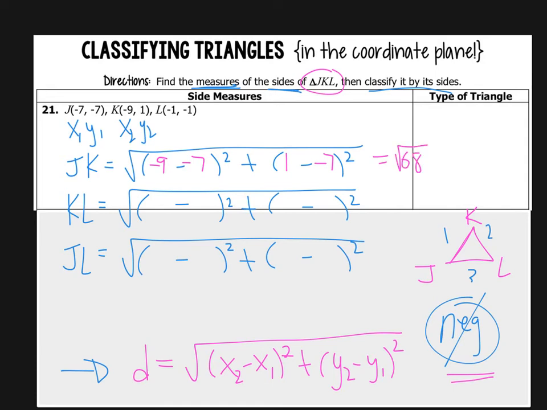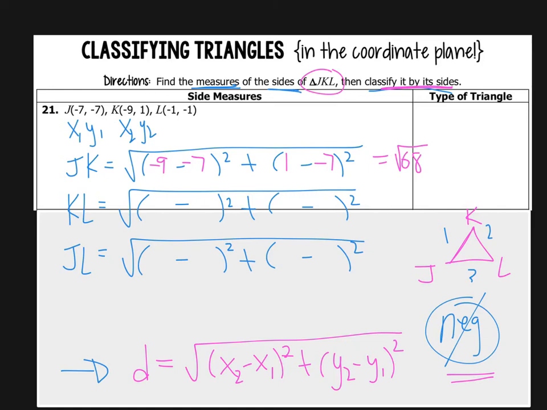You should get the square root of 68. And we're just going to stop there, because all we're really interested in doing is classifying by side length. So I don't need to know the exact length of the sides in terms of a decimal. I just need to know who's alike and who's not alike.